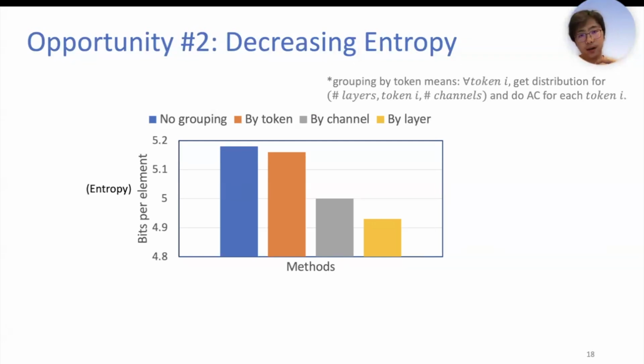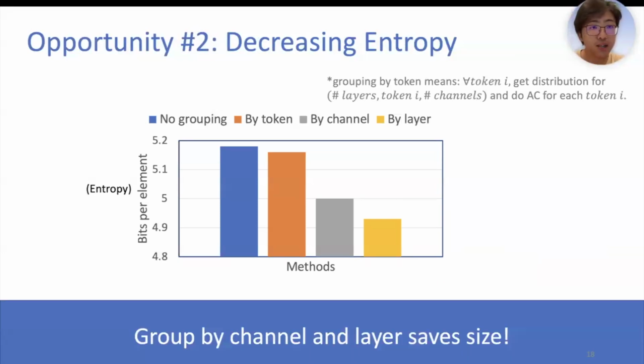But say if you group by token, it means for each token index i, you get the distribution for the tensors with the token index fixed at i, and then you do arithmetic encoding for each group with this fixed token index, and then you add them up for the size. So as you can see here, if you group by channel or layer, the size is smaller.